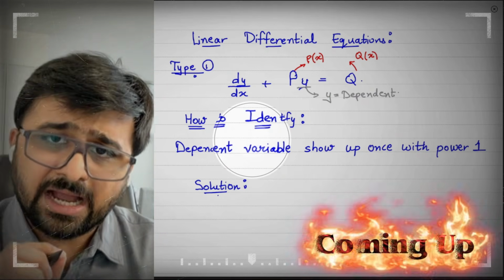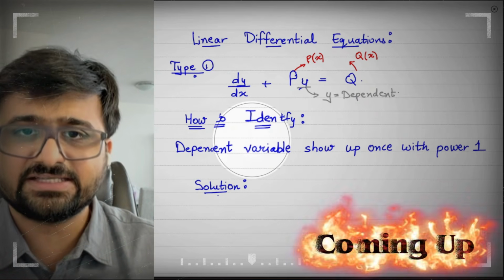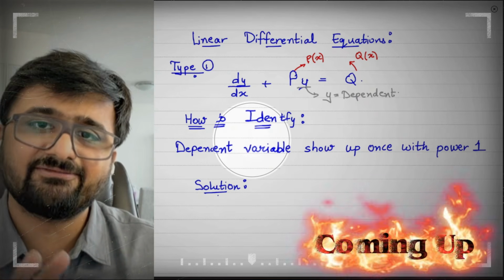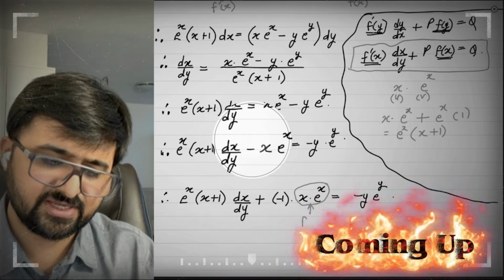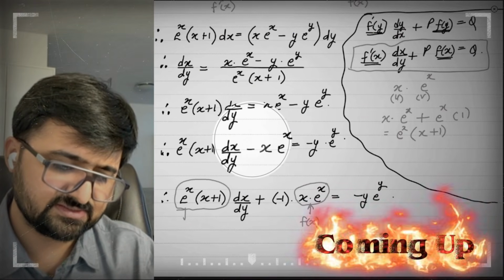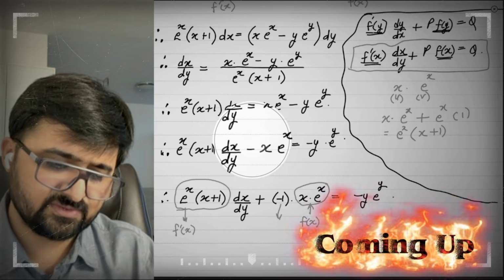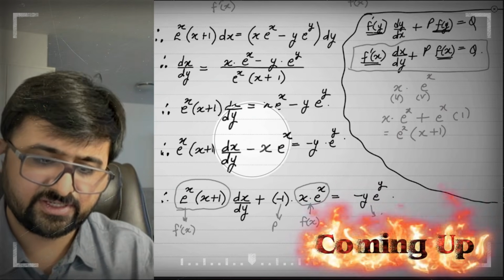How do you identify whether it is of the type dy/dx + Py = Q, or if it's dx/dy + Px = Q? This is your f(x). This is your f'(x). This is your f'(x). Okay, and this will become your P, and this will become your Q.